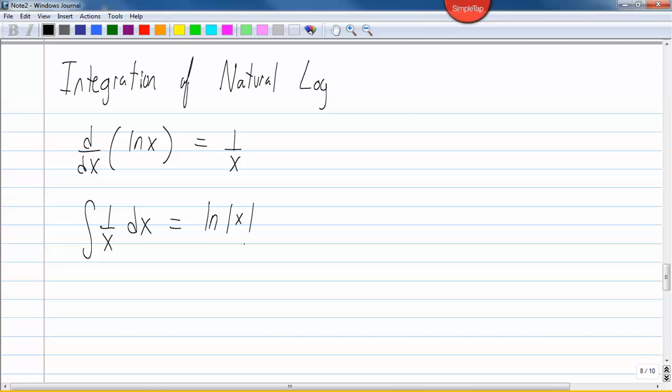All that means is x cannot be negative. So it's just the way that we usually write the integral of 1 over x. Or whatever, if it's a natural log that you get, just put your answer in absolute value bars. Okay?